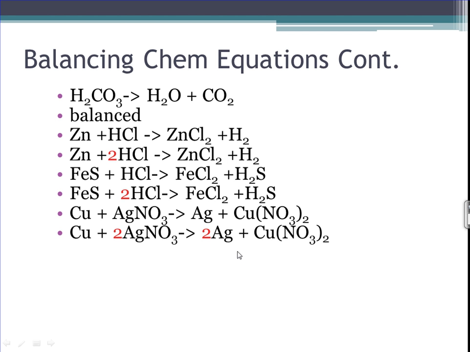Well, so if I've got 6 over here, I've got to put 2 over here. But once I put 2 over here, I now have 2 of these molecules where I only had 1 before, so I have to actually place 2 coefficients, one on the product side, one on the reactant side, to make this equation balanced. Try another.